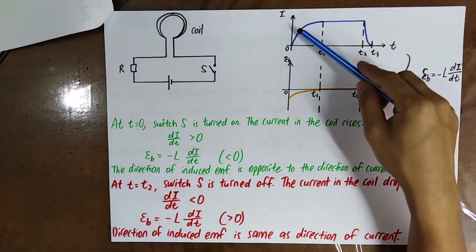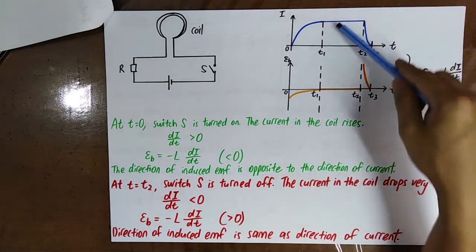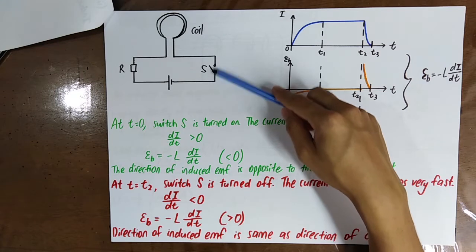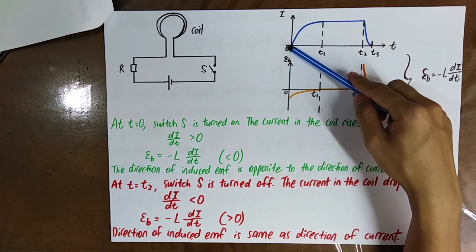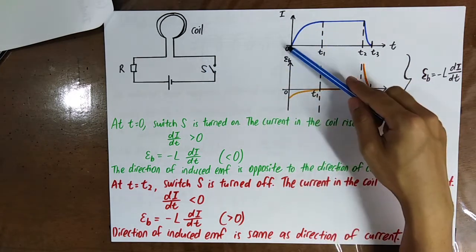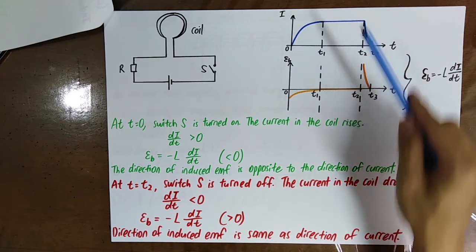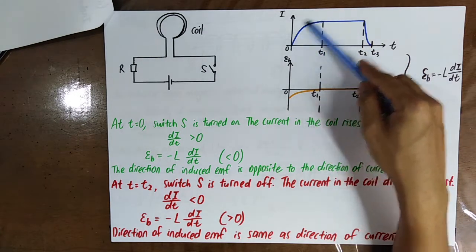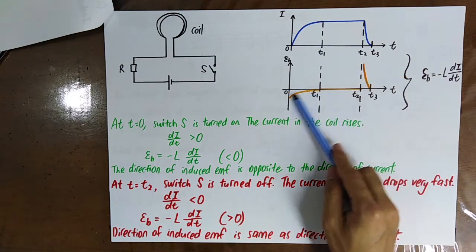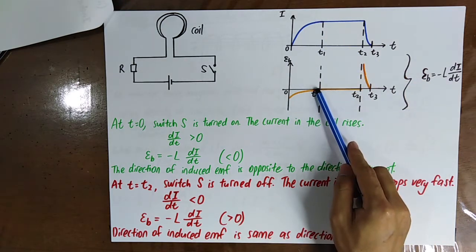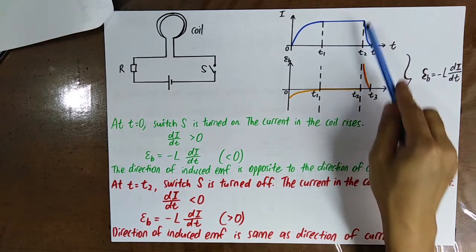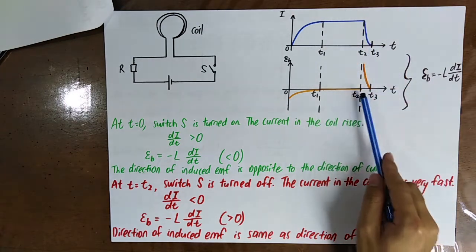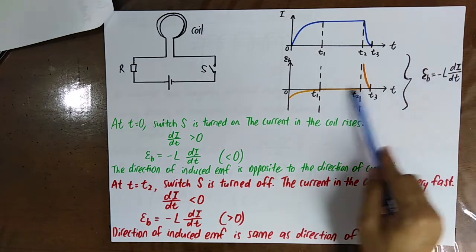So by looking at these two diagrams, when you close the switch, the current will rise. And when i is increasing, di/dt is positive, so the back EMF is a negative value. Between t1 and t2, i is a constant, so di/dt equals 0. So the back EMF is 0.